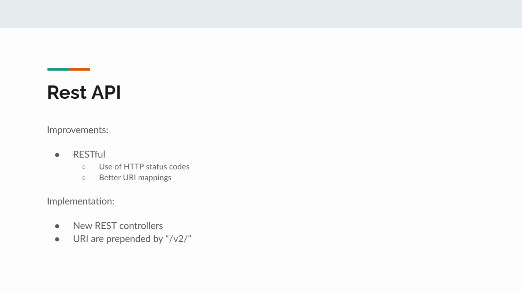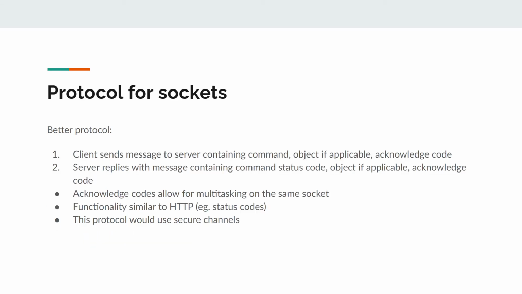There are multiple ways that we can make this more RESTful. The two main ones are making use of the HTTP status codes, so the client would know what's happening behind the scenes, and also better URI mappings, as some of the current ones are not very RESTful. To implement this without causing other clients that are using our API to stop working, we can create new REST controllers, which are going to be based on a URI which is prepended by v2, therefore publishing the second version of the API.